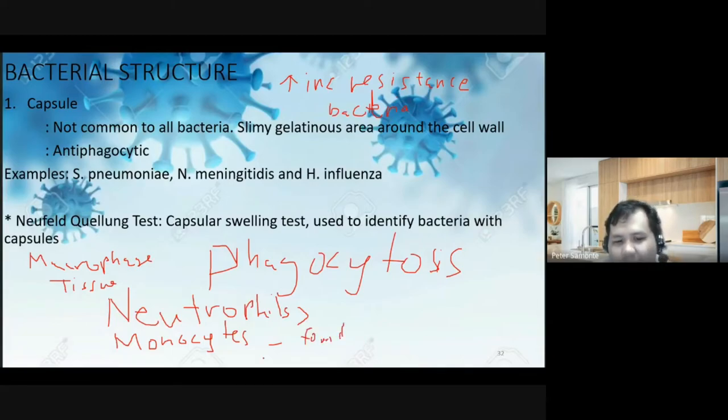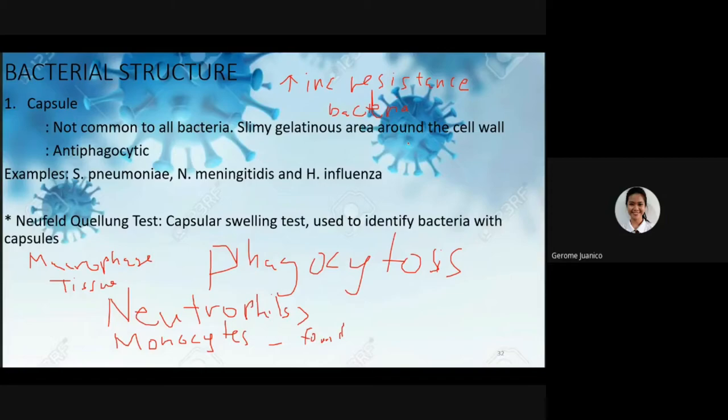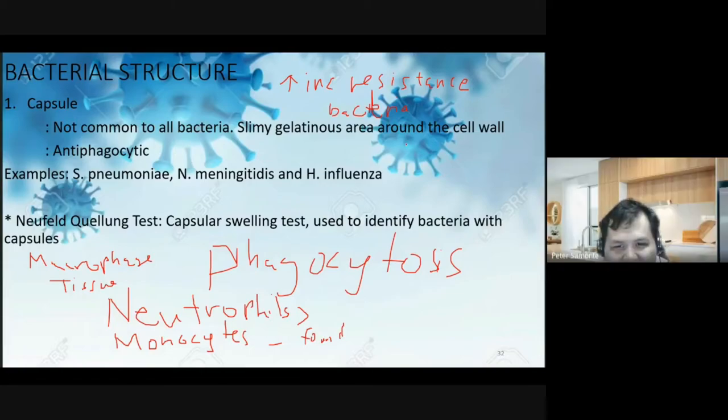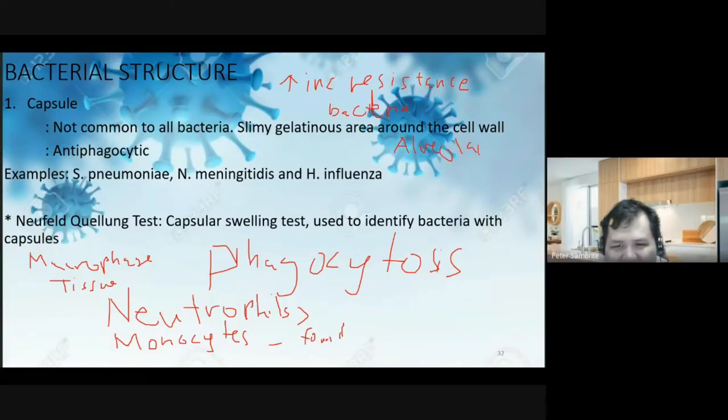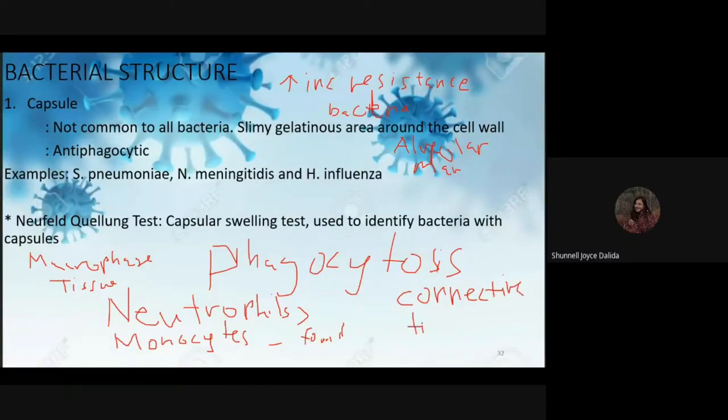Yun yung type of WBC. Now, when your monocytes are found in your tissues, they would become macrophages. Now, I have a question, just a trivia. What do you call the macrophage found in your lungs? Any ideas? Alveolar. So it's an alveolar macrophage. Okay. Galing, ah. What do you call the macrophage found in your connective tissue? Connective tissue naman, class.